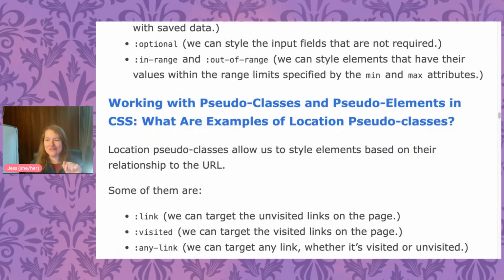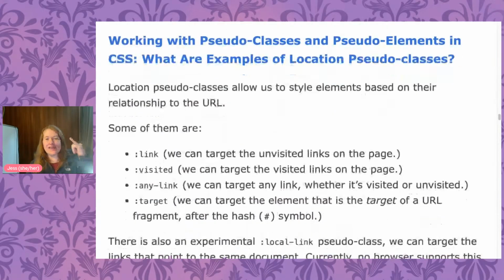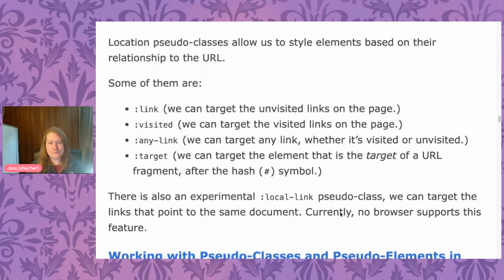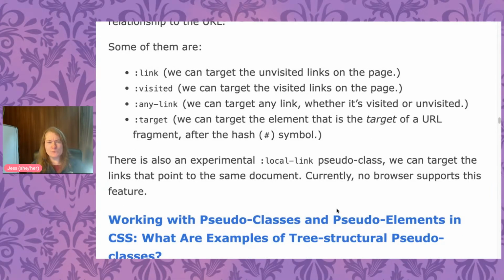Okay, so we're back to the location-based. Link, any link. So we could set rules for any link where they've been visited or unvisited, or target the element that's the target of a URL. Ooh, there's an experimental local link pseudo class. I didn't know this, but this experimental one right now, no browser supports it. So you could use it, but it would mostly be for your own fun.